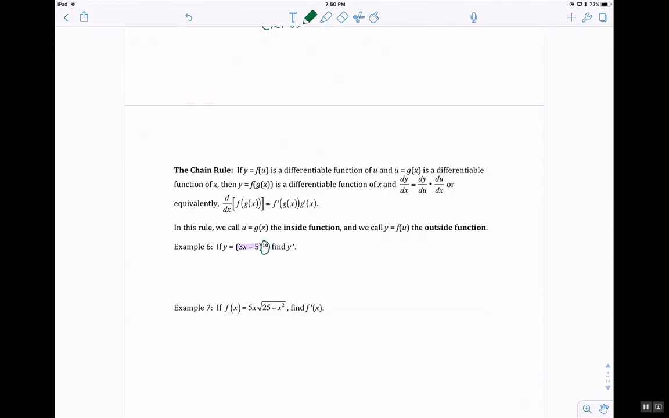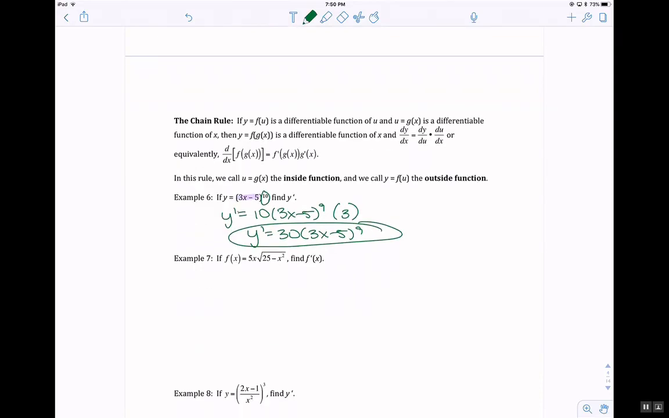So my y prime is equal to 10, 3x minus 5 to the 9th, and then times the derivative of the inside, which is 3. So y prime is 30, 3x minus 5 to the 9th. And then here, example 7 is a product rule, and within the product rule is chain rule. So first let's rewrite our f of x. This is 25 minus x squared to the 1/2 power.